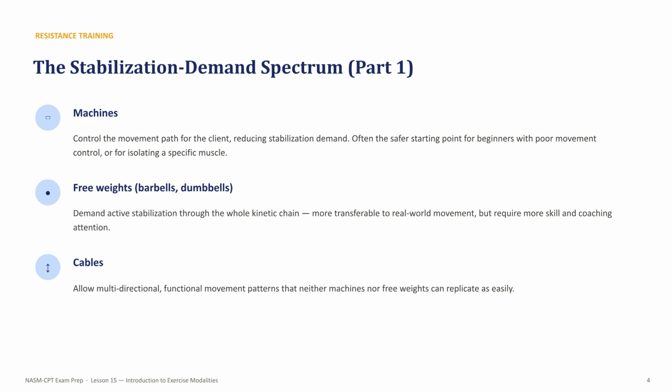Free weights, barbells, dumbbells. They demand active stabilization through the whole kinetic chain. More transferable to real-world movement, but they require more skill and more coaching attention. Cables. They allow multi-directional, functional movement patterns that neither machines nor free weights can replicate as easily.